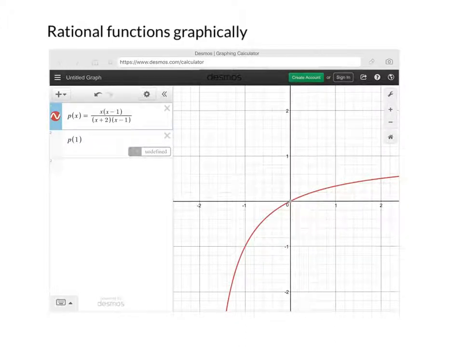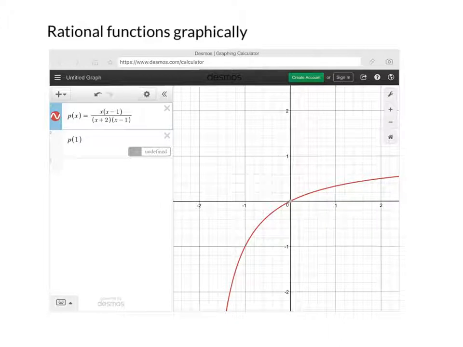Now it doesn't show up, because it's so tiny and small that what Desmos is doing is plotting all these other points around it. And that's why we have to go searching for it. So if I click right there, 1 undefined, we should see a hole in our graph.